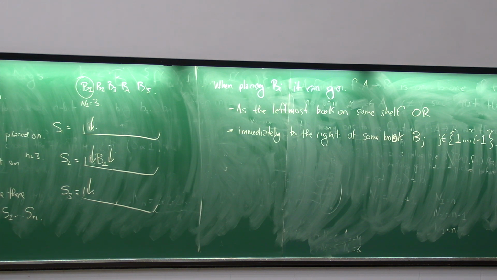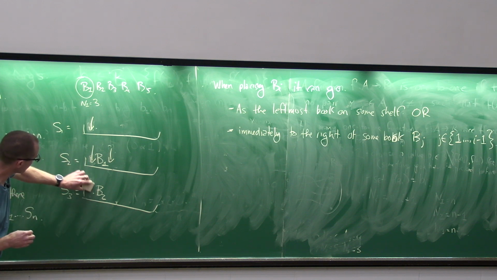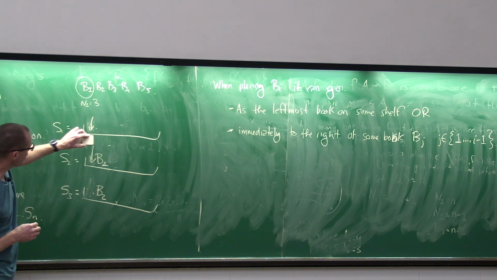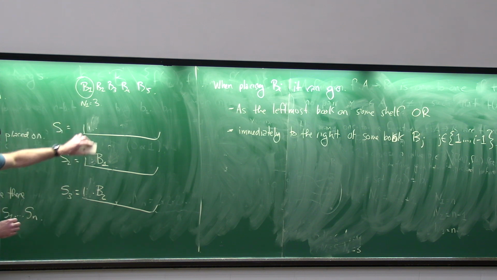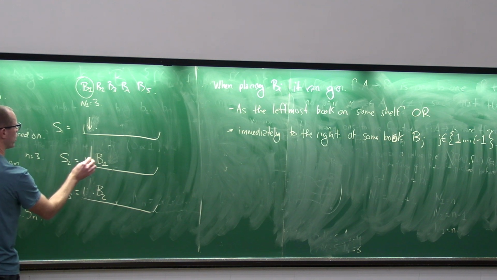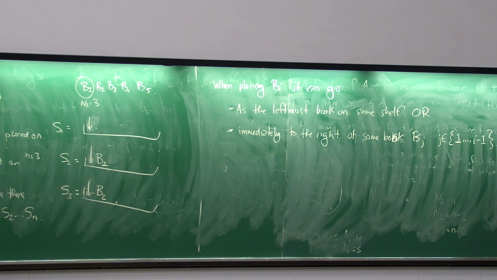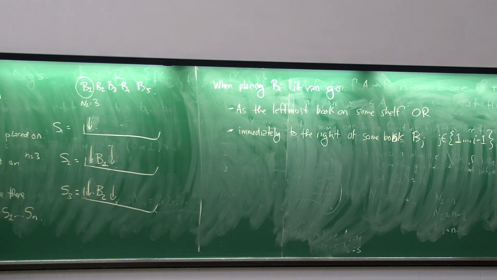And now I place book 2. Maybe I put it here, down on shelf 3. And let's just check that everything we said is true here. Now it's time to place book 3. Where can book 3 go? Well, it can go leftmost book on shelf 1, leftmost book on shelf 2, leftmost book on shelf 3. Or it can go immediately to the right of B1, or it can go immediately to the right of B2. And indeed, so those are 5 different options.